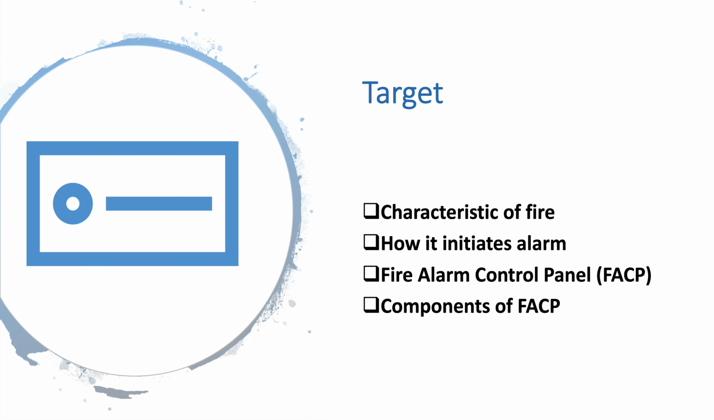What is our target in these presentations? By the end of this presentation, we should be able to understand the characteristics of fire and how it propagates, how it initiates alarm, and the basics of fire alarm control panels and their types, and their components like detectors and notification devices, horns, strobes, and others.